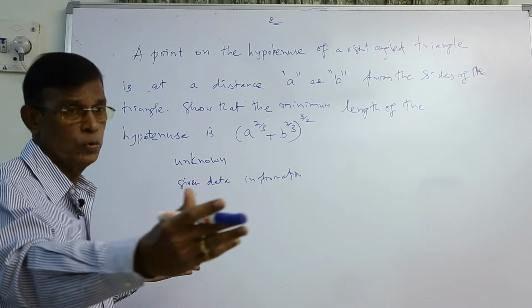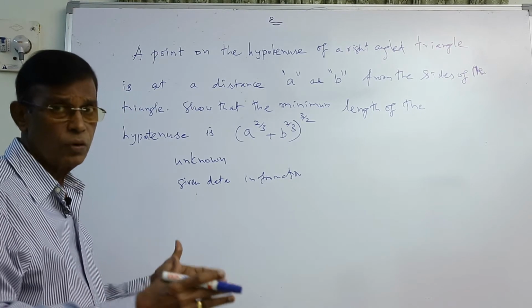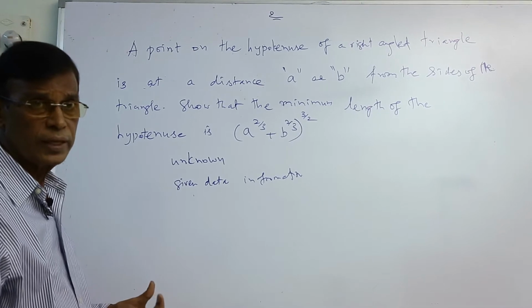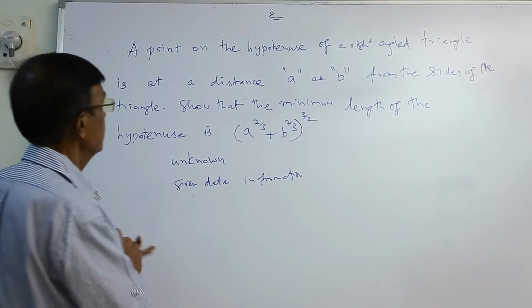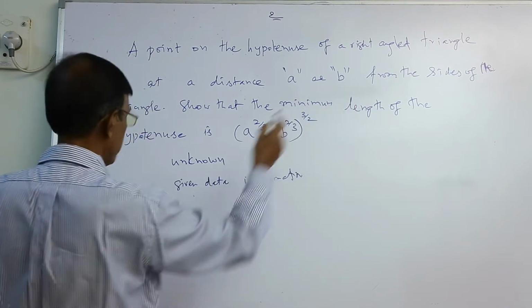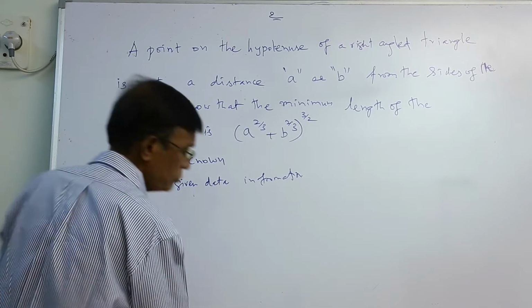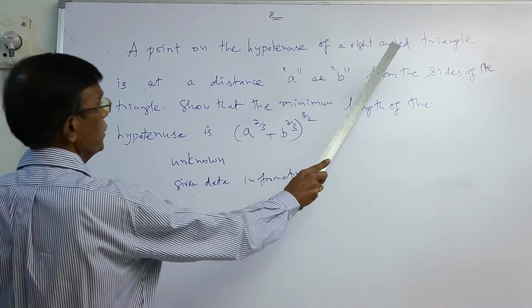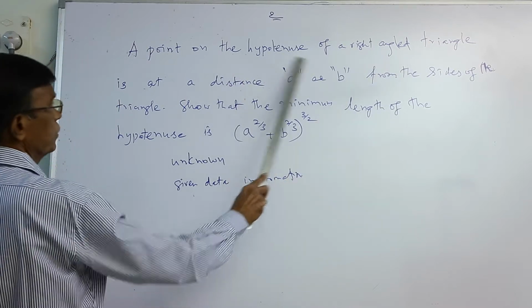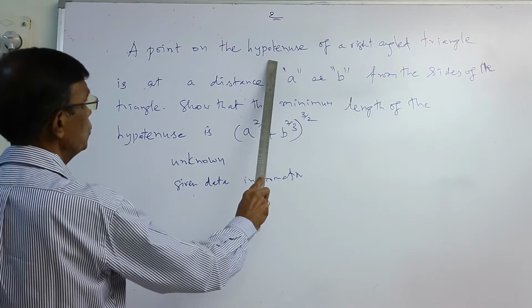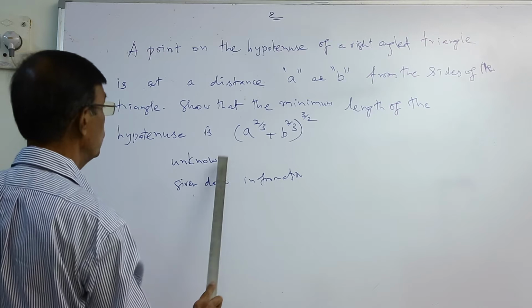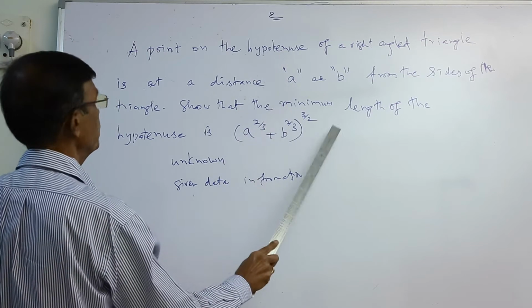So what is the data? What is the information provided there? Here, if you look at it, it is a right angled triangle first of all, and then you have to find the other thing. The unknown is the hypotenuse, the length. It is not something else.